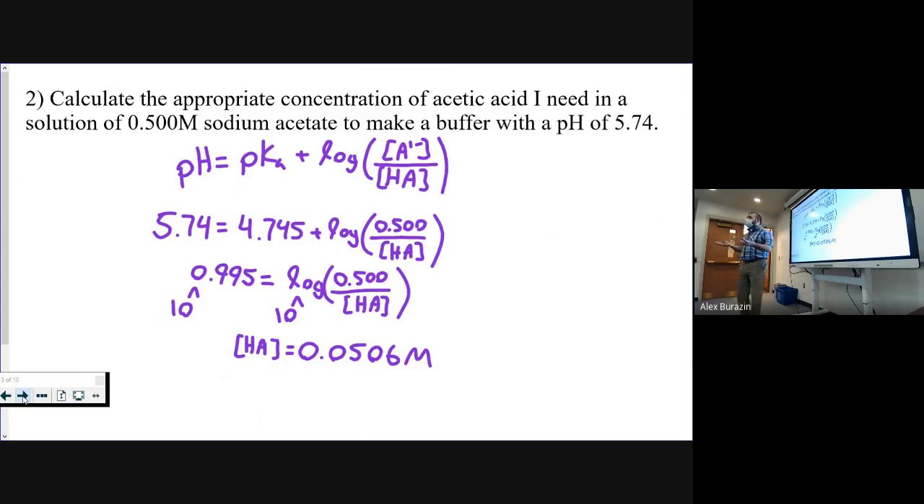So again, what am I trying to get at? Buffers are best when they are close to their pKa. The further you get away from an acid's pKa value and try to make a buffer with it, the more useless it's going to be. If we make an acetic acid buffer at 4.74, it's probably going to be a pretty good buffer, and it's going to be able to withstand greater quantities of acid or base.